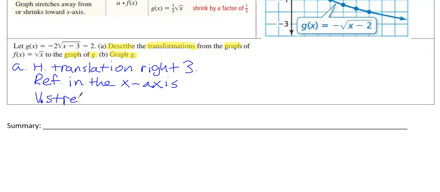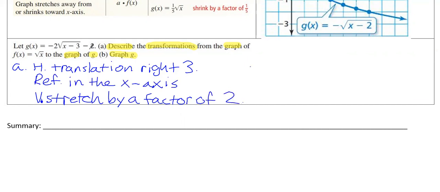Vertical stretch by a factor of 2, not negative 2. The negative was used in the reflection.